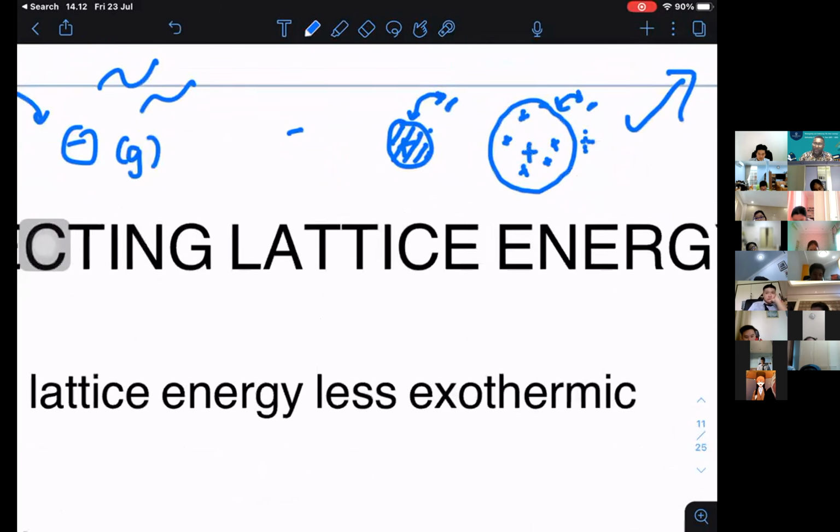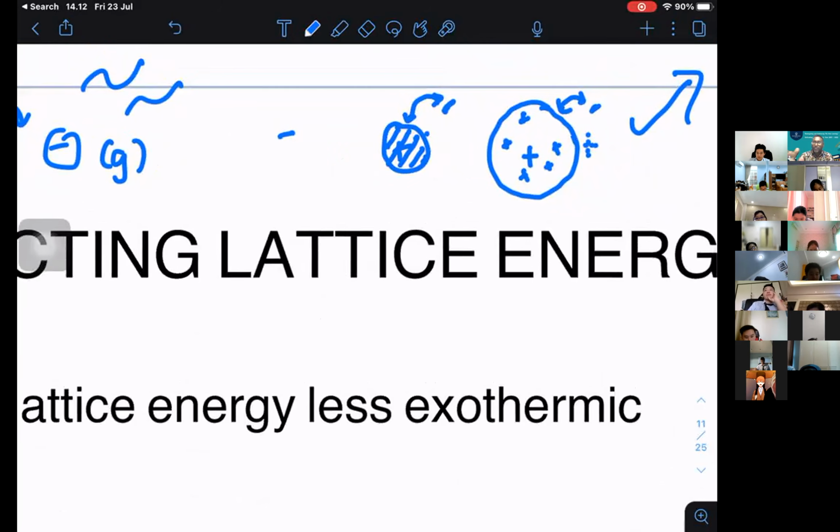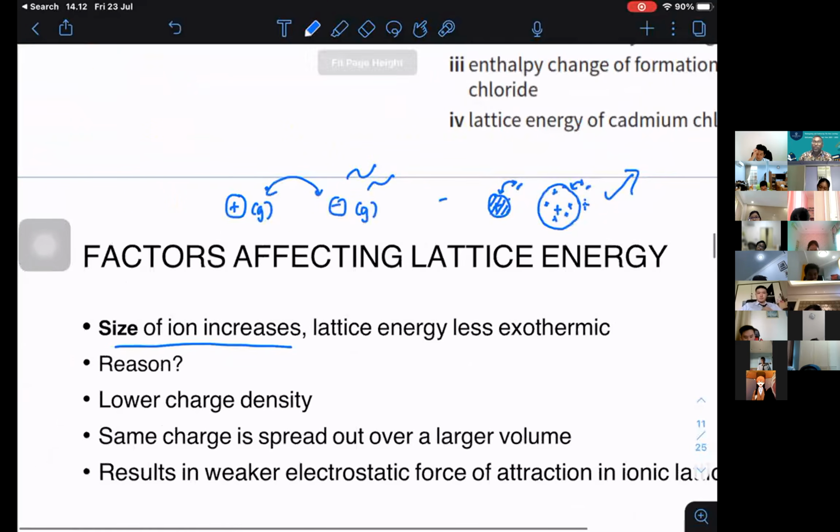So you can see here, when the size increases, it means that you are going to share it with a bigger volume. So you are not going to form a very good bond. If you don't form a very good bond, bond formation is less. If bond formation is less, it will become less exothermic. So they don't give you a lot of energy out, so less exothermic because of that.